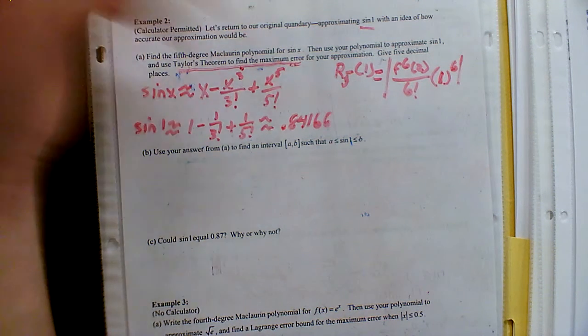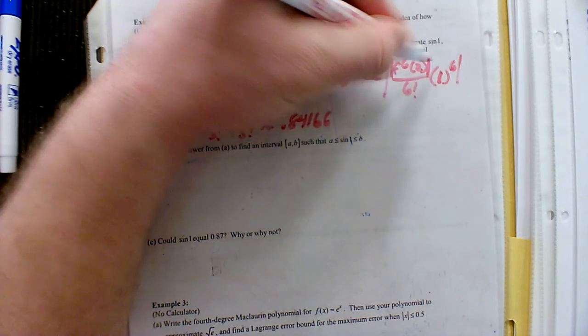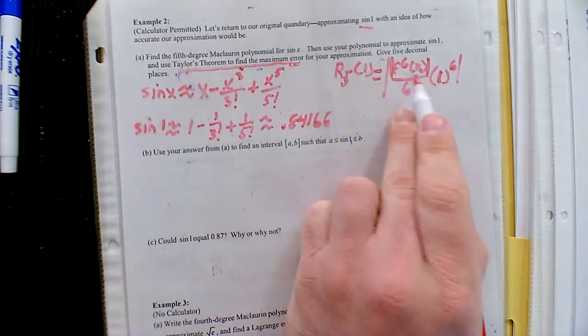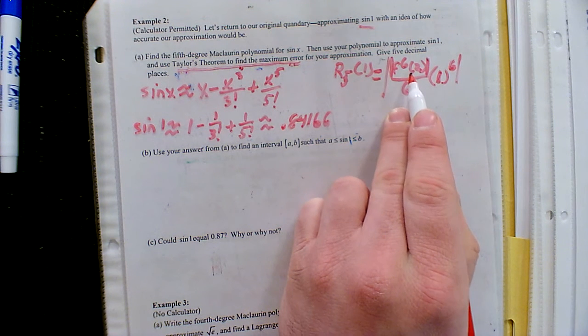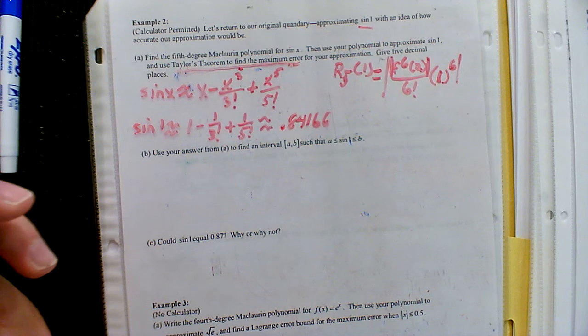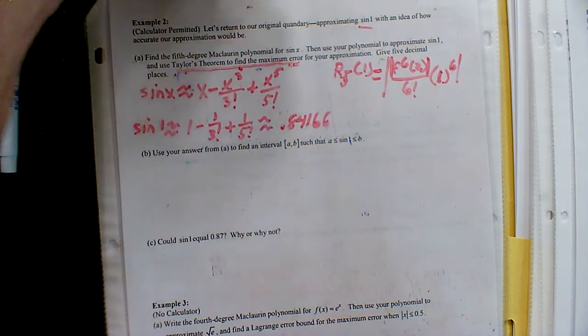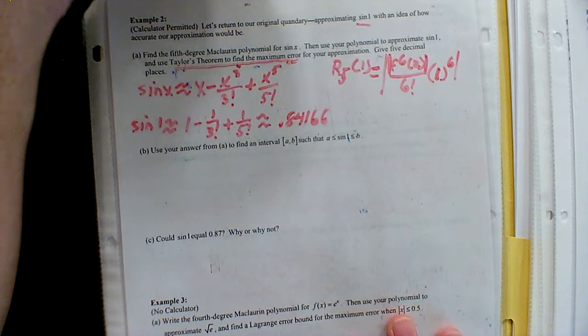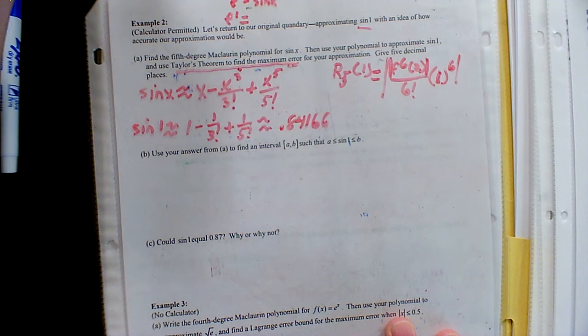And I forgot to put in here, this f of 6 of z should be in absolute values also. So the absolute value of this 6th derivative at some value z. Again, this is the value that maximizes the derivative. So let's first find the derivative. You can include this anywhere on your page, I'm going to write it up top. If the original f is sine x, what's the first derivative?